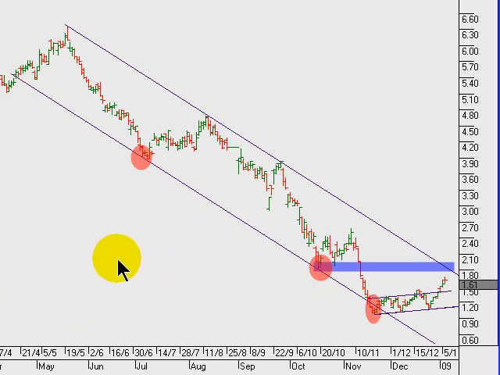Once again, I'm not a financial advisor giving you advice. This is educational only. I'm just teaching you how to look at the high probability. If the trend's down, try to look for short because the major trend is down.